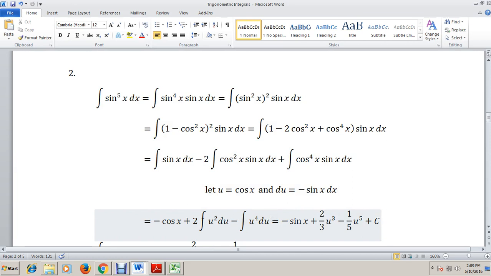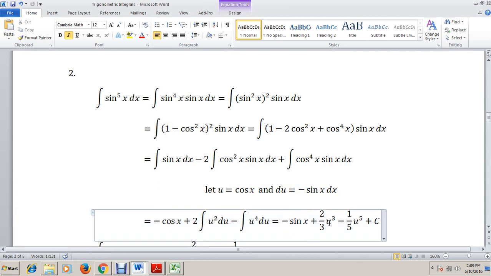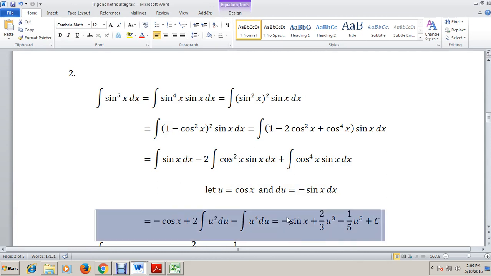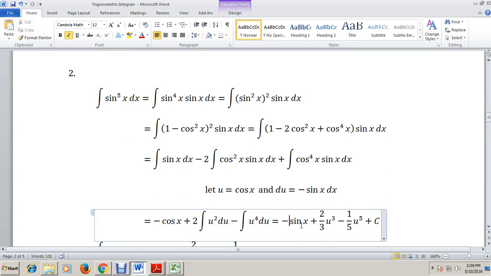So this becomes negative integral of u raised to 4 du. Now, the first integral already has its solution: the integral of sine x dx is negative cosine x. What is left now, using the power formula, are the last two integrals. So we have negative cosine x plus, using the power formula for u squared, u raised to 3 over 3.